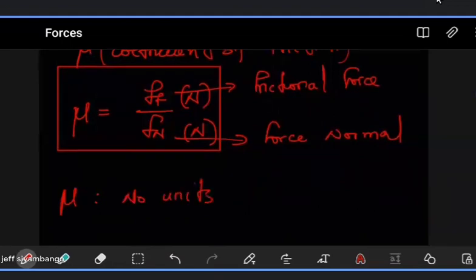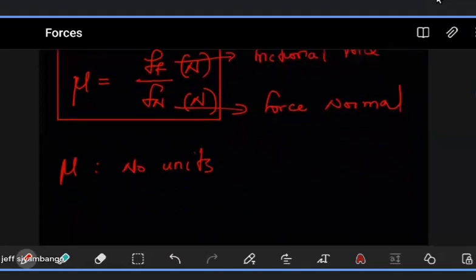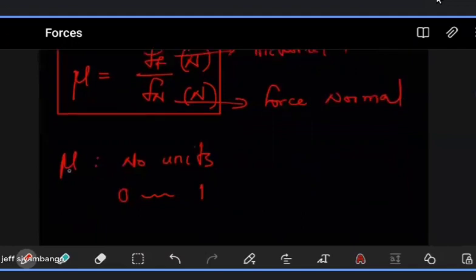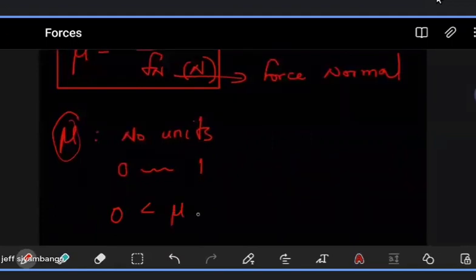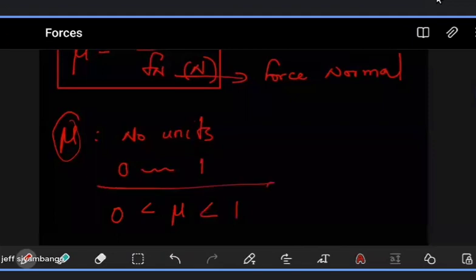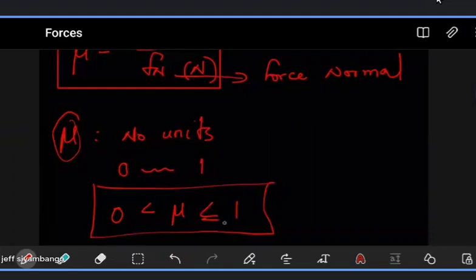One other thing I want you to keep in mind about the coefficient of friction is that it will always be a number from 0 to 1. Actually, in most calculations, mu will be greater than 0 and less than 1. It can be 1, yes, but it's rare that it will be 1 in your calculations. But it can never be greater than 1. That has to be in your mind.